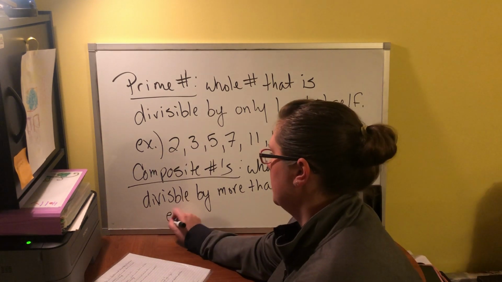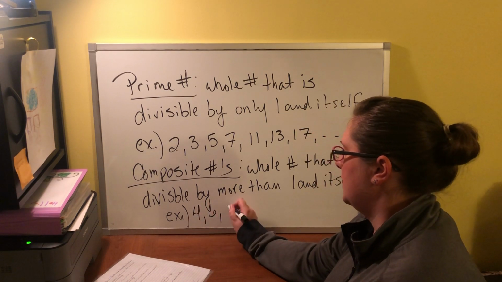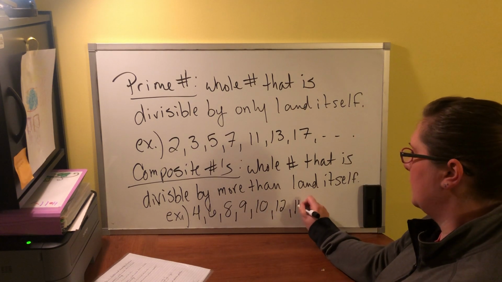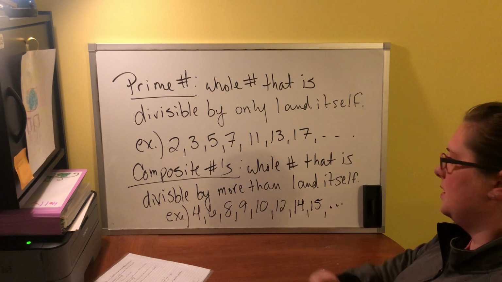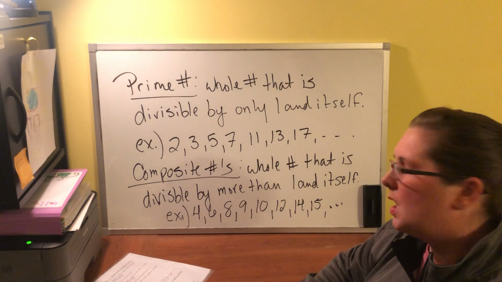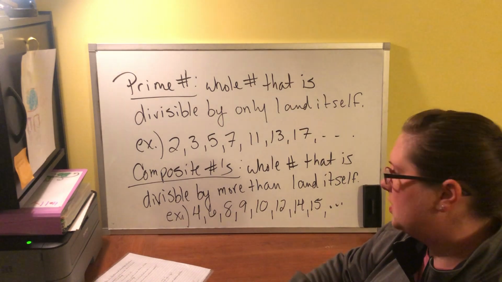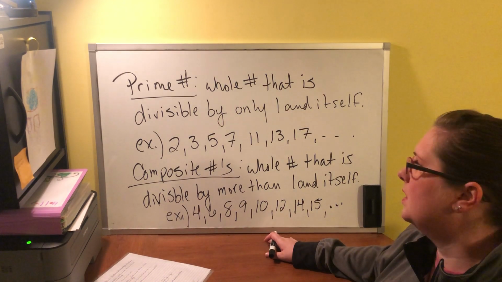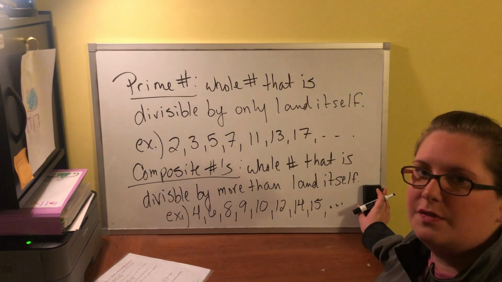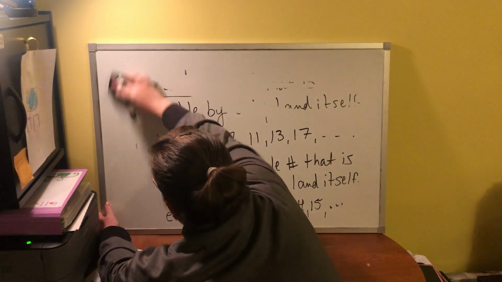So examples of composite numbers would be 4, 6, 8, 9, 10, 12, 14, 15, so on and so forth, right? I can divide 4 by 4, 1, I can divide it by 2, right? 6, I can divide it by 6, by 1, by 2, by 3, and so on and so forth. Okay, so that's the difference between a prime number and a composite number. So you're going to be asked to classify numbers to see if they're prime or if they're composite. Okay, it's the first thing they're going to ask you to do.